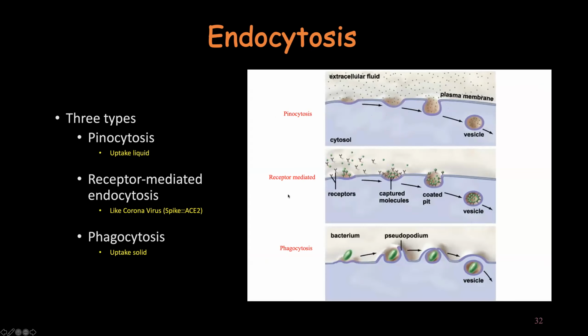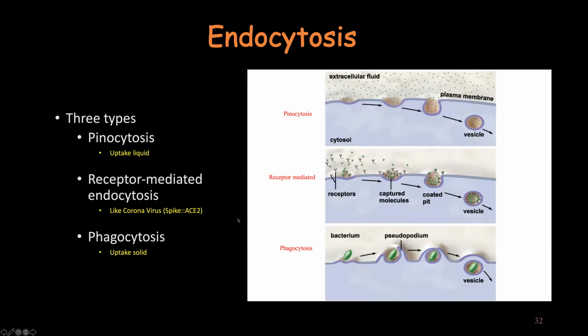Receptor-mediated endocytosis, where the substance binds to a receptor on the surface, that causes invagination, a coated pit, and a vesicle. So this is what happens with coronavirus. It binds to a receptor on the surface and enters the cell by receptor-mediated endocytosis.